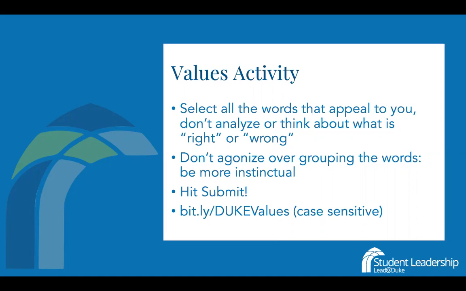Then you'll be asked to group these words. Try not to agonize over this either, but make groups based more on instinct, not what you perceive as right or wrong. And finally, you'll need to select one term that you think best summarizes each group. Make sure you hit the final submit button at the bottom so your results are emailed to you. When you're ready, enter the bit.ly link into another browser window to complete the values clarification survey.